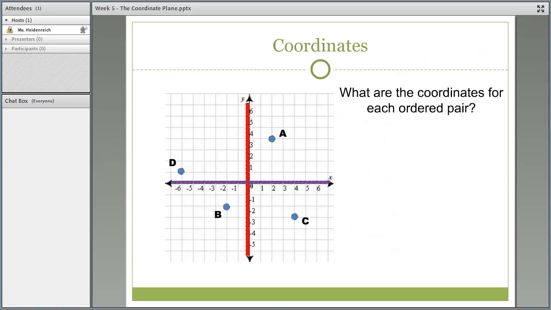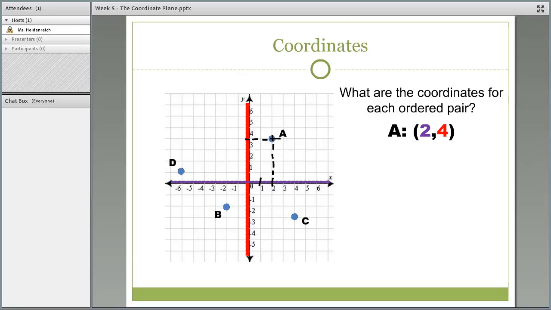Okay, so let's practice identifying the coordinates for each ordered pair. You notice that when we write our ordered pairs, we write them in parentheses. So for A, we would be going right 2 on the x-axis. If you look down, it's at 2 for the x-axis, and it's at 4 for the y-axis. So the x-coordinate is 2, the y-coordinate is 4. They both are positive because A is in quadrant 1. So there's our answer for A.